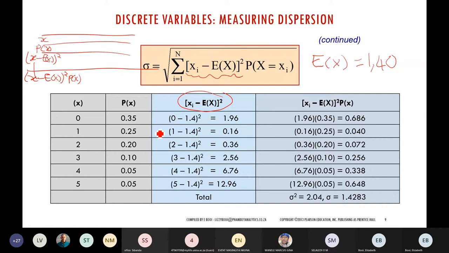1 minus 1.40 squared, and I get the answer. Go to the next one. 2 minus 1.40 squared, and I find the answer. And I do that for the whole table. I don't have to calculate the total for this because I'm still working out the question.